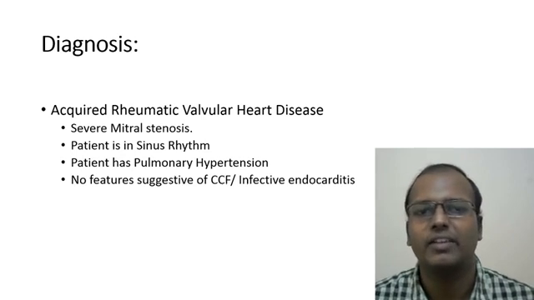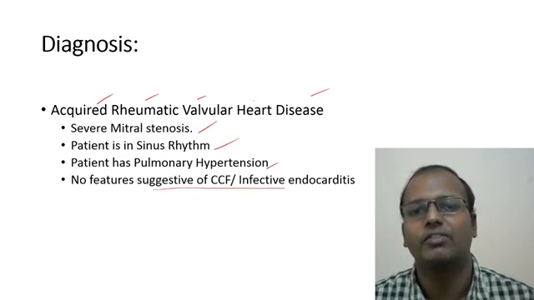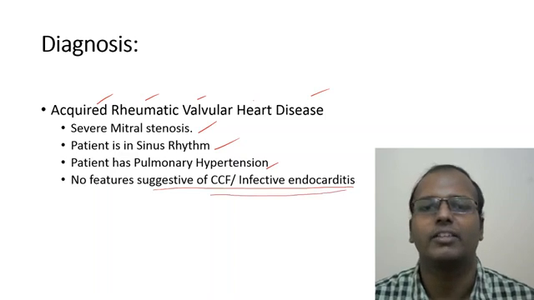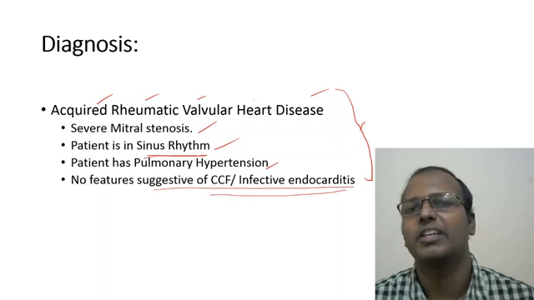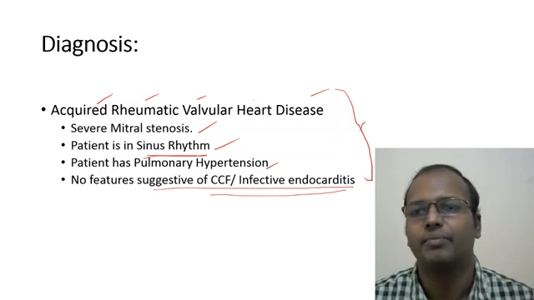Whereas in a short case, you can go straight to the diagnosis: acquired rheumatic valvular heart disease, severe mitral stenosis, patient has sinus rhythm, patient has pulmonary hypertension, no features suggestive of congestive cardiac failure or infective endocarditis. This is your complete diagnosis. If the patient is in atrial fibrillation, you can mention here that the patient is in atrial fibrillation. Alright, so coming to the individual components.